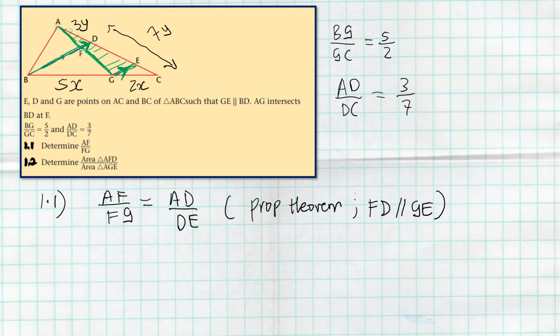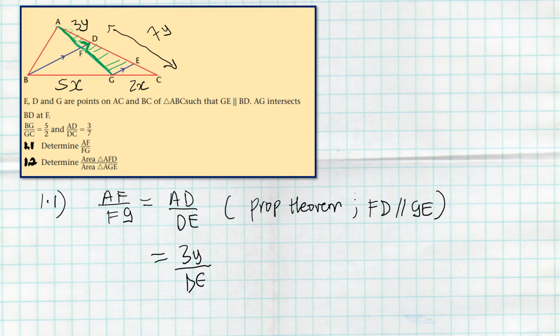So in order to get AF over FG, we need to know what is our AD, right? And our AD is already there, is 3y, right? Our AD is 3y. So what we are left with is to calculate what? DE, is to go and calculate DE. Then after getting DE, we can get the ratio of AF over FG. Okay, let's go and calculate DE, right?